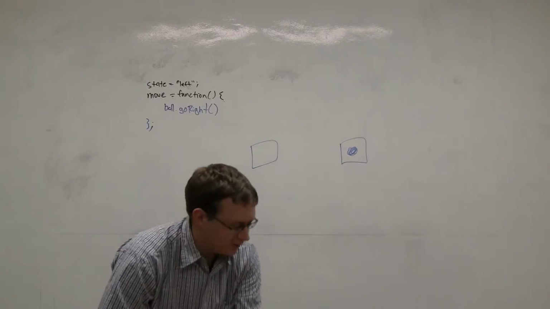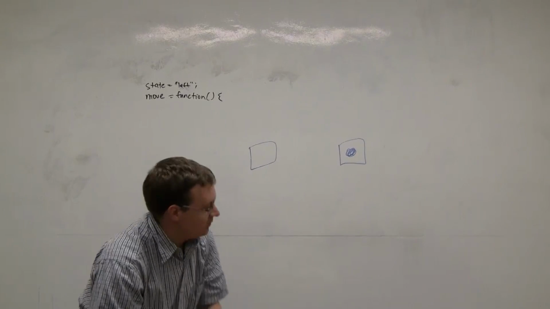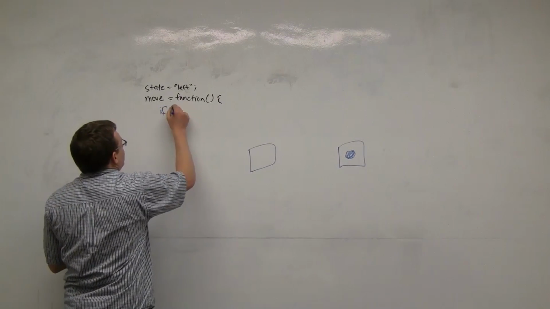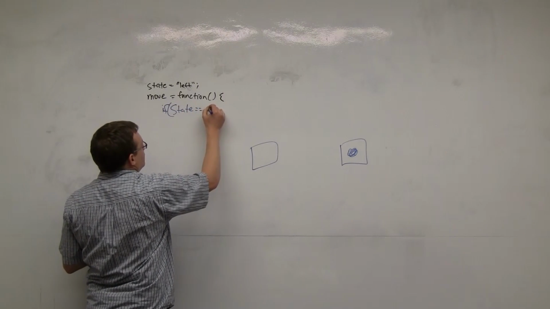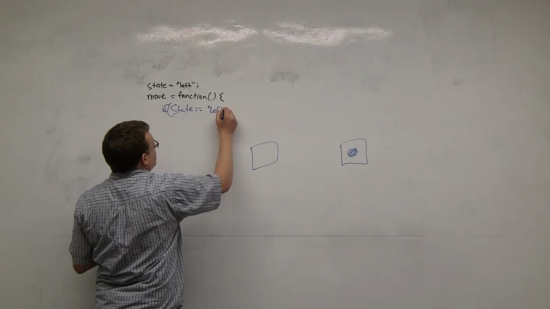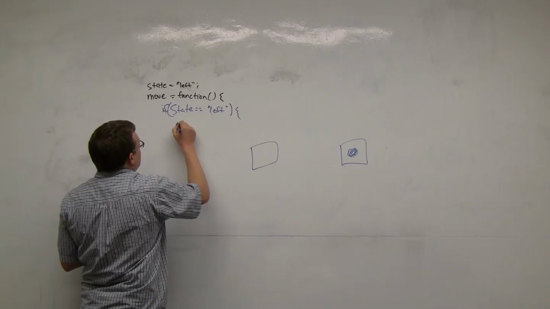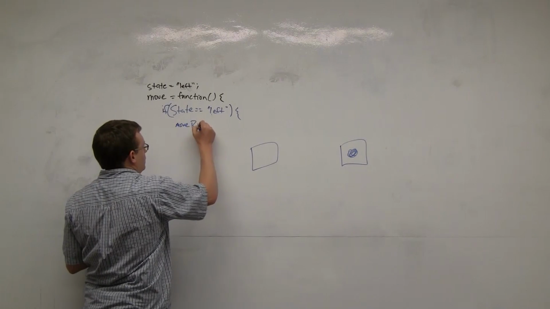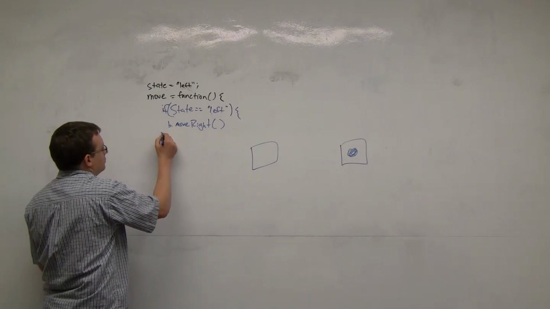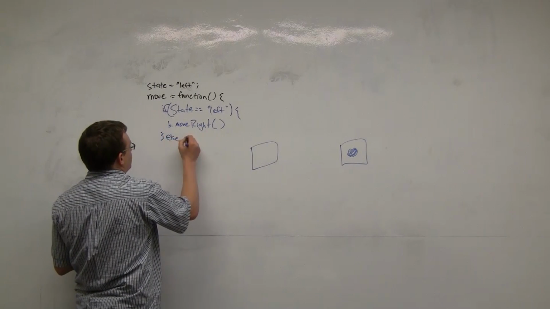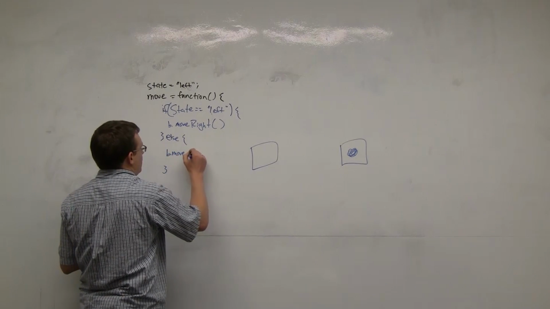So it's time for an if. Uh-oh, here comes the big nasties. If state equals left, then move right. Our ball is named b now. Else, b dot move left.